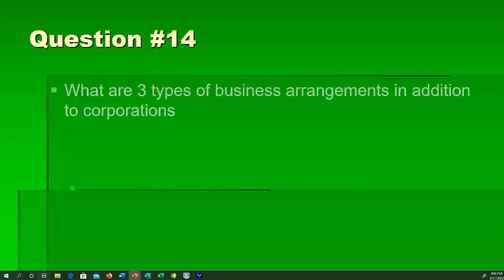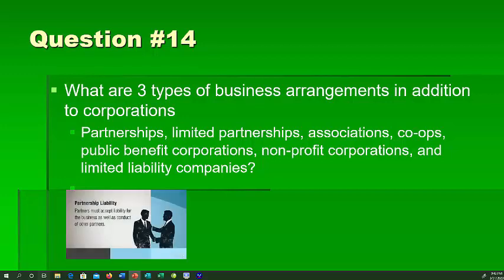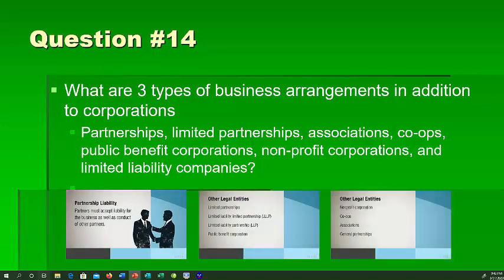Okay, question 14. What are the three types of business arrangements in addition to corporations? Well, I put 3 in this question because you could list off 3. There's more than that. So you got partnerships and limited partnerships, associations, co-ops, PBCs, nonprofits, and LLCs. And these are the different slides. So you see partnerships and then all the other legal entities that Dana talked about.